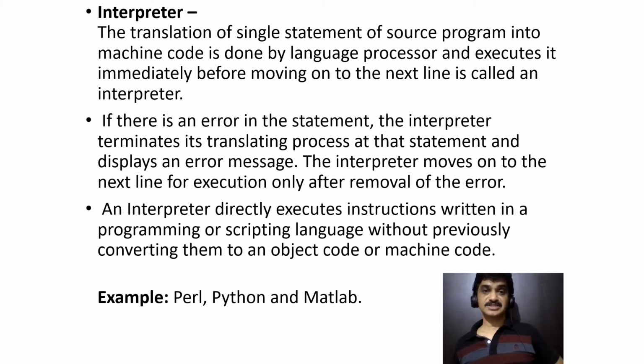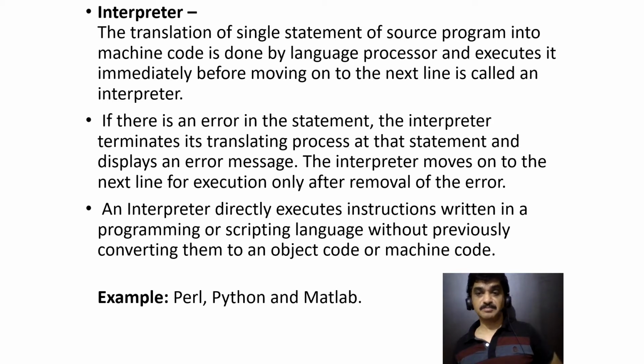Interpreter. The translation of a single statement of the source program into machine code is done by the language processor, and it executes it immediately before moving on to the next line. This is called an interpreter. So it takes the source code line by line, reads each line, and then processes it to machine language. If there is an error in the statement, the interpreter terminates the translating process.